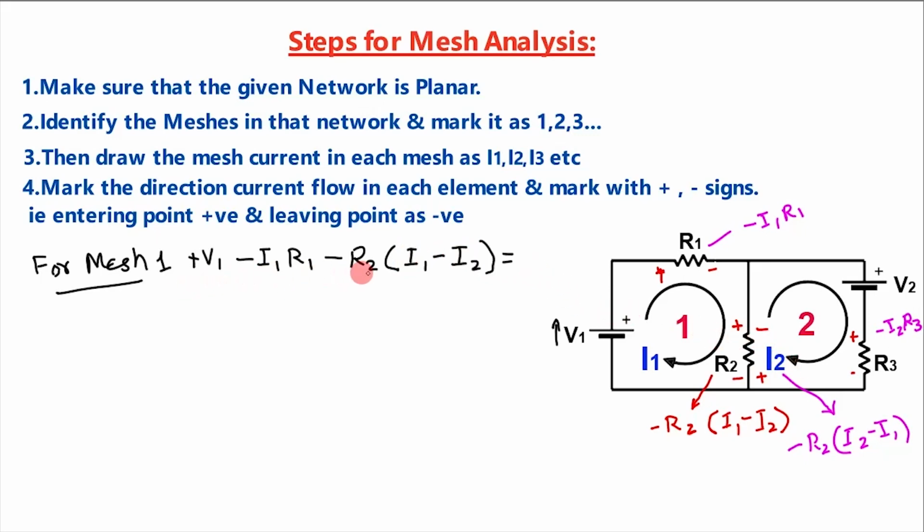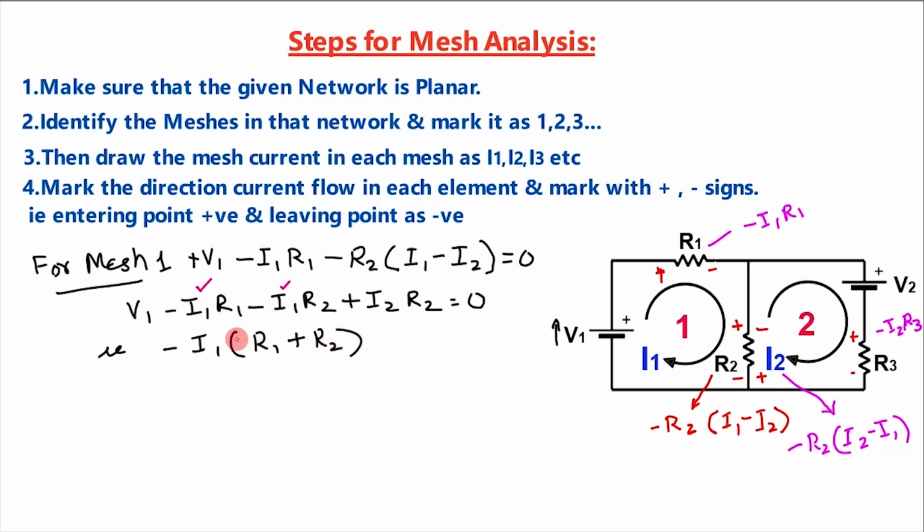So the algebraic sum of all is equal to 0. Expanding, V1 minus I1 R1 minus I1 R2 plus I2 R2 is equal to 0. See, I1 is here and here. So minus I1 into (R1 plus R2) plus I2 R2 is equal to minus V1.